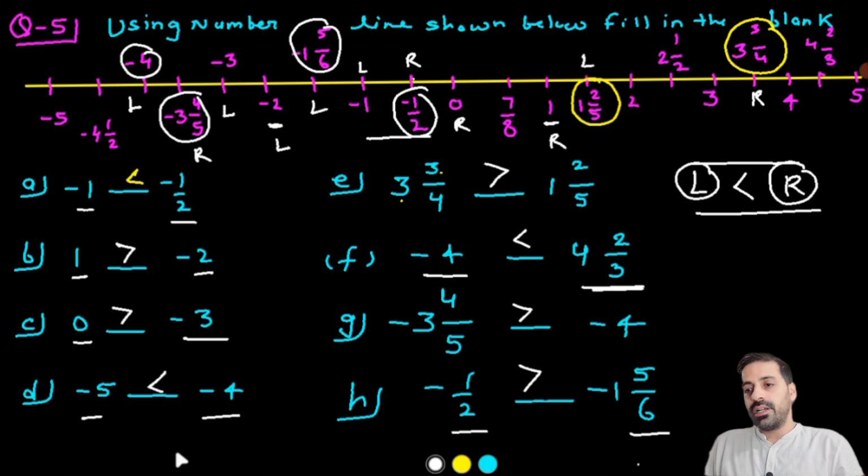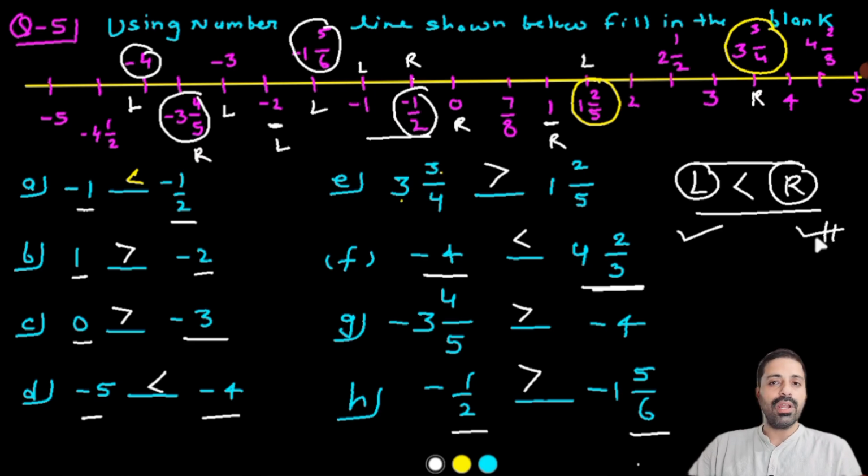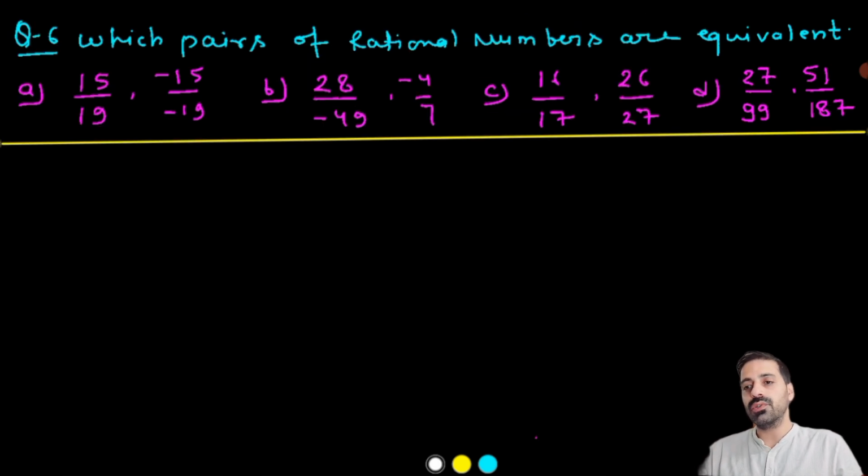I hope you understand question number 5, how to deal with this question. It is a very easy question. You have to remember only one logic. The number lies on the left side and the number lies on the right side. So the right side number is always greater than the left side number on a number line. This is the very easy concept we have to follow for solving this question, and this is the solution of question number 5 of all parts.